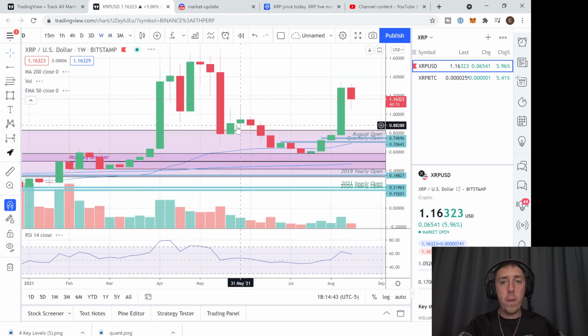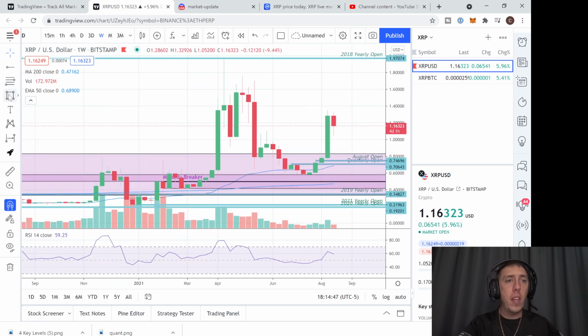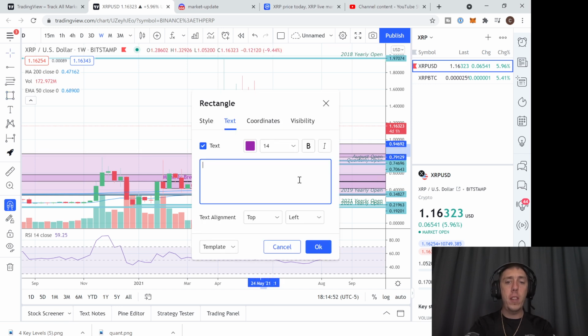Now let's go to the weekly chart. So on the weekly chart, we do the exact same thing. Where are our major levels that are going to act as a lot of support or resistance? Well, this is one right here. Okay, the weekly breaker.